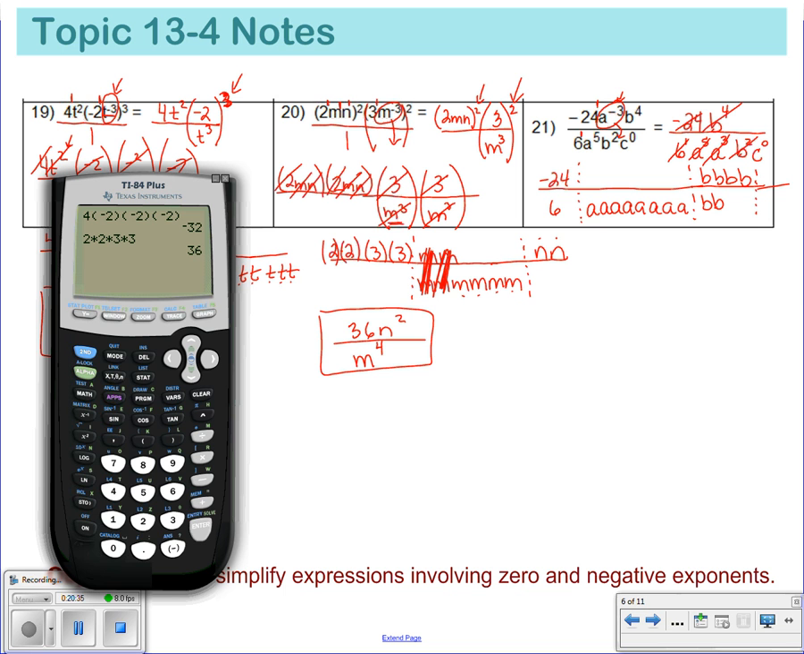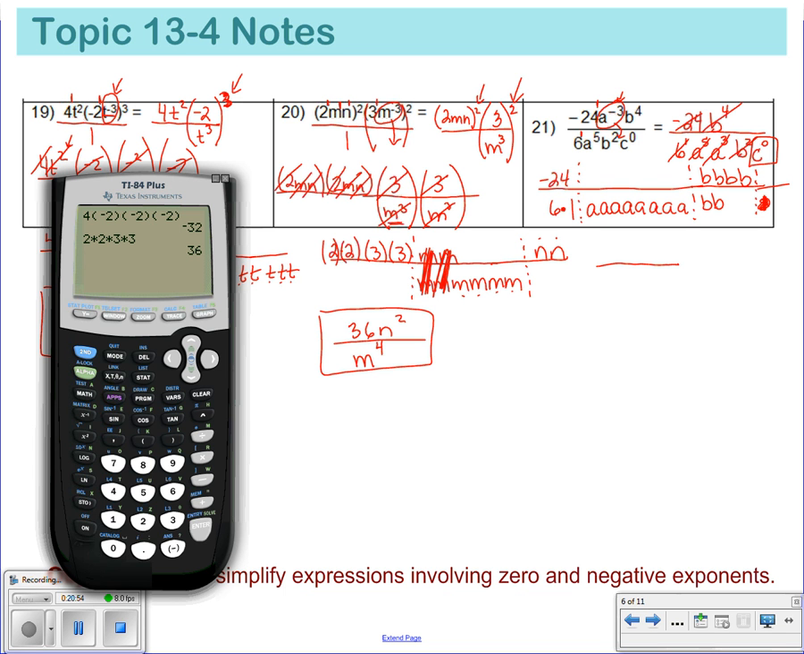And last but not least, we have c to the 0 power. Remember, anything raised to the 0 power equals 1. So I'm going to go ahead and put a 1. And actually, since it's now a number, let me move that 1 over here next to the 6. So we'll say times 1.